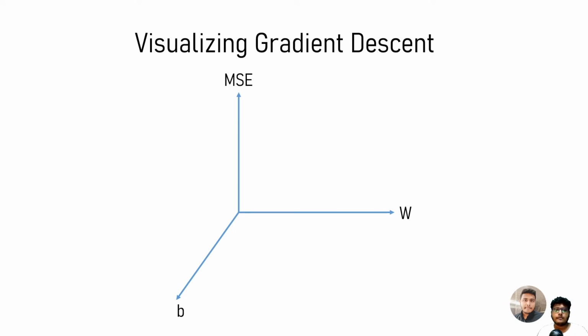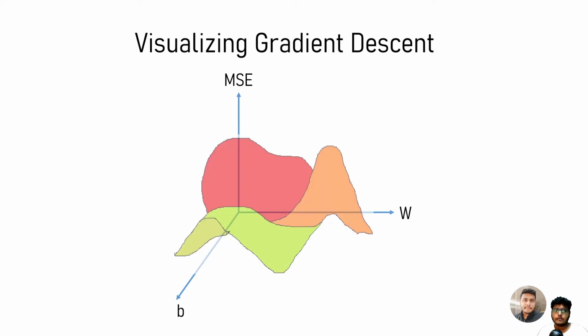Here we have a graph, and you can see it's a 3-dimensional graph. On one axis we have W, on the other axis we have B, and on the final y-axis we just have MSE. So what is MSE? It's basically the mean square error, which is pretty much the same thing that we used for the linear regression use case. If we plot the value of the error based on the values of W and B, we'll get a graph that looks pretty much like this.